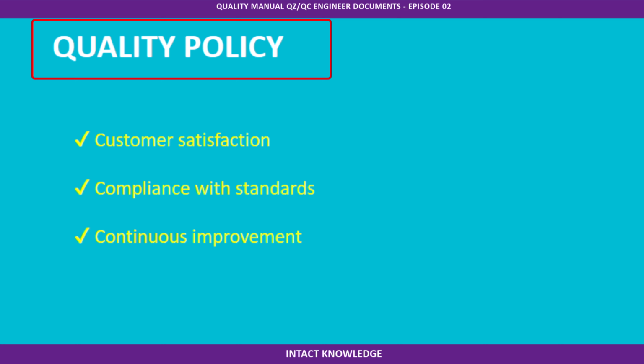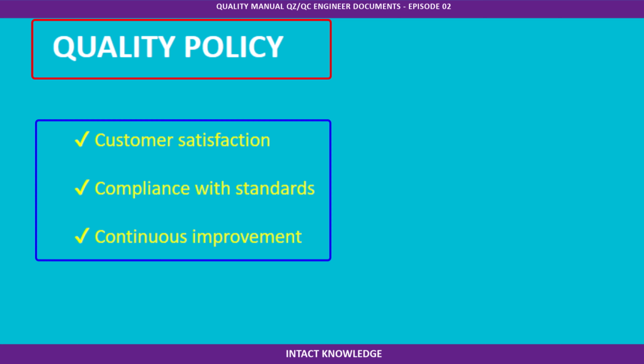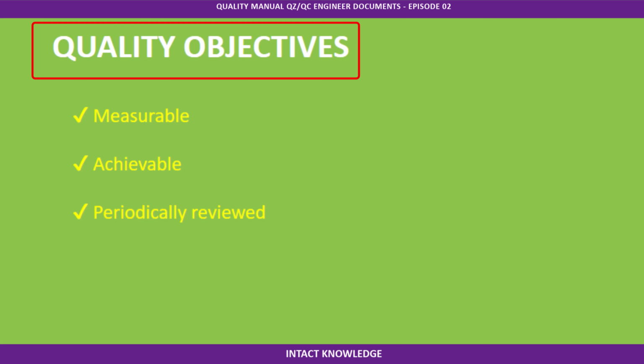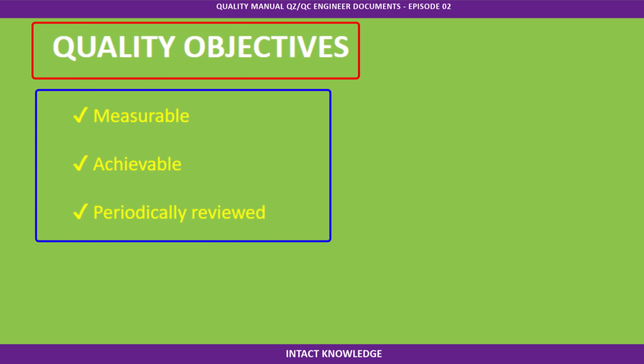Quality policy. Quality policy includes customer satisfaction, compliance with standards, continuous improvement. Quality policy is a top management statement that shows the company's commitment to quality and continuous improvement. Quality objectives. Quality objectives are measurable, achievable, and reviewed periodically. Quality objectives are measurable goals like reducing rework, improving inspection compliance, or meeting client satisfaction targets.